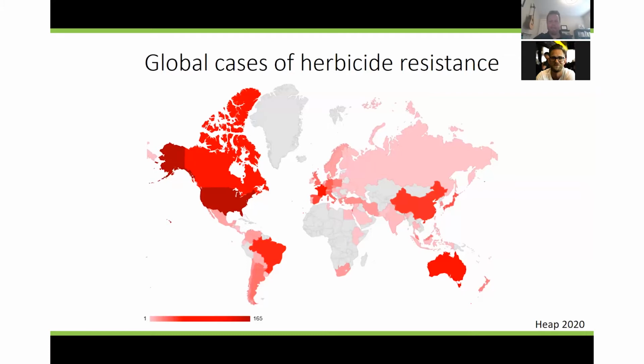What I wanted to point out with this slide here was that Canada currently is in 3rd place as far as number of herbicide resistant weed biotypes. In 1st place, we have the United States, followed by Australia with the mid 90s for number of unique cases. And then Canada, currently we're sitting at about 75.